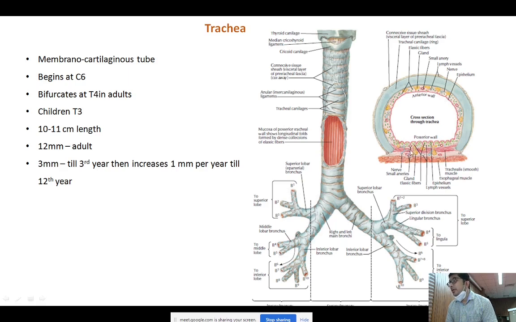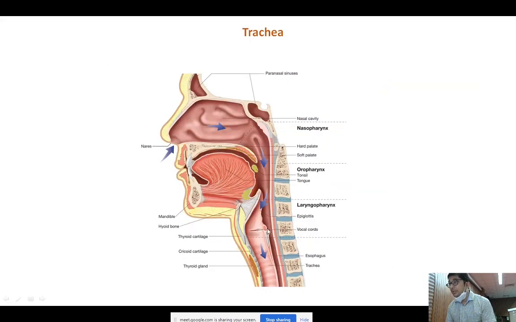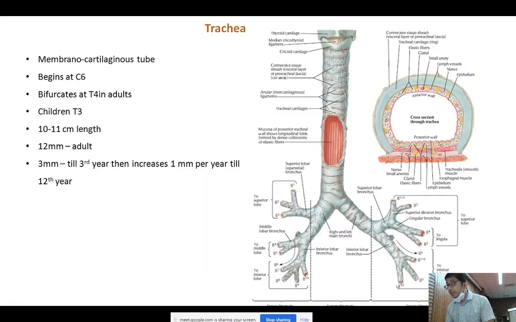Now posterior to it you can see a muscle over here, and a tube over here. What is this tube? Anyone? Posterior to it there is another tube. What is that tube? Esophagus. Yes, esophagus. Now this is the trachealis muscle. Now these cartilages are incomplete, isn't it?